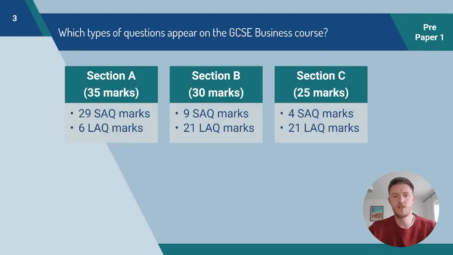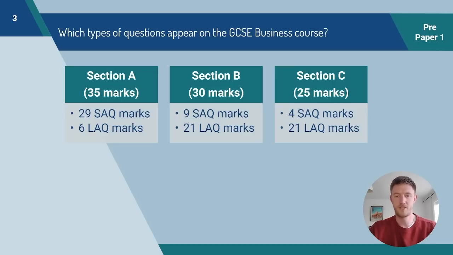So which questions appear on the GCSE Business course? We're going to go through a bit of an introduction here. You've got three sections, A, B and C. Section A is worth 35 marks, Section B is worth 30 marks, Section C is worth 25 marks. But the key thing here is that Section A is mostly short answer questions. So 29 of the marks are short answer question marks.